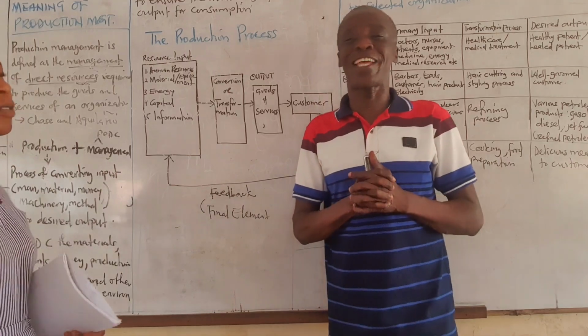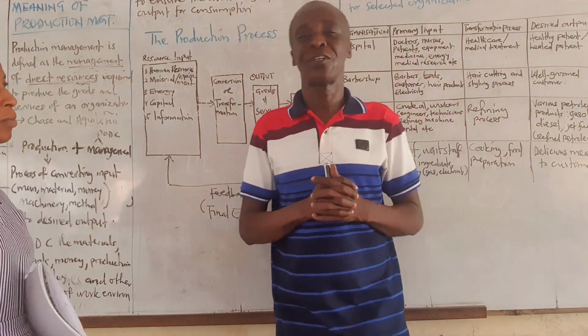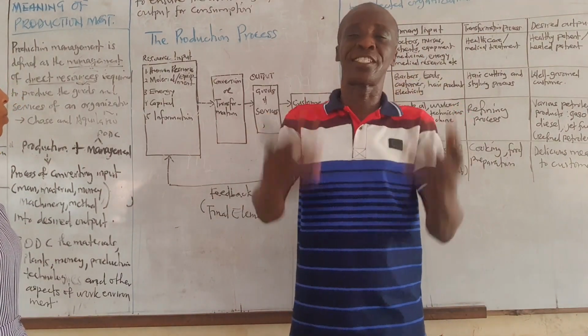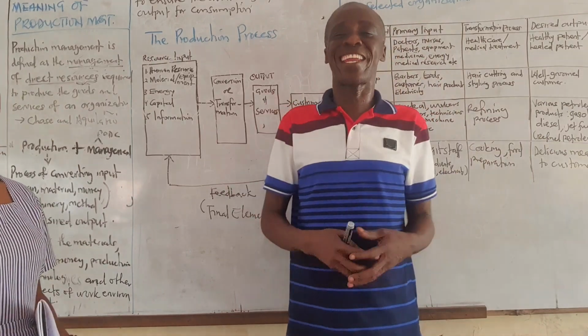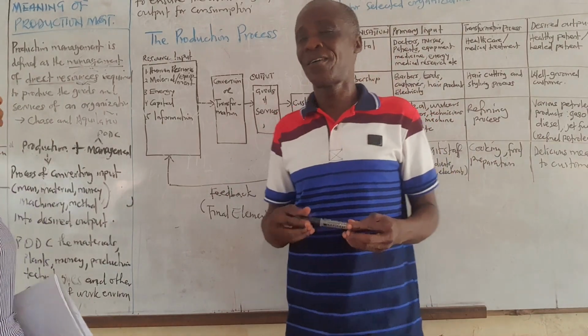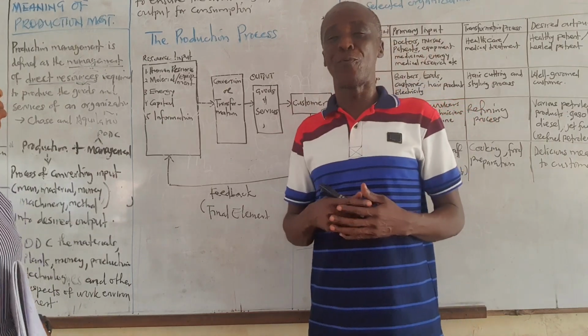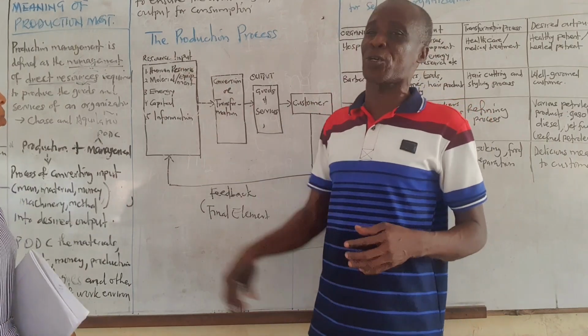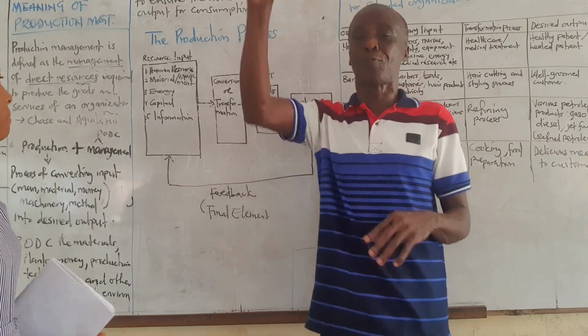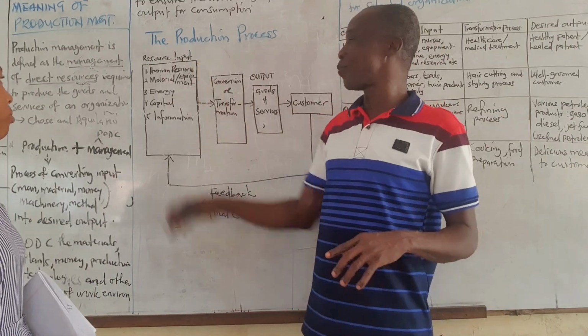Energy. And when you say energy, you know what we are talking about: gas, electricity, you can even have water energy. So energy, capital, and then you also need information. All these resources are needed. They are the input.